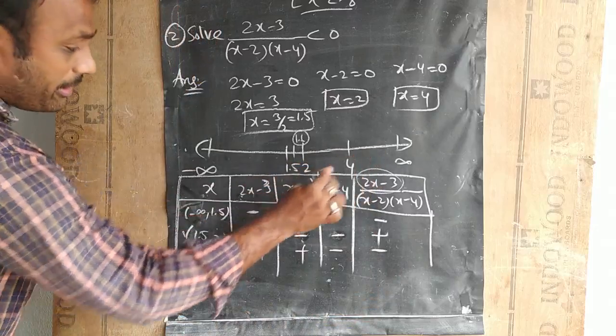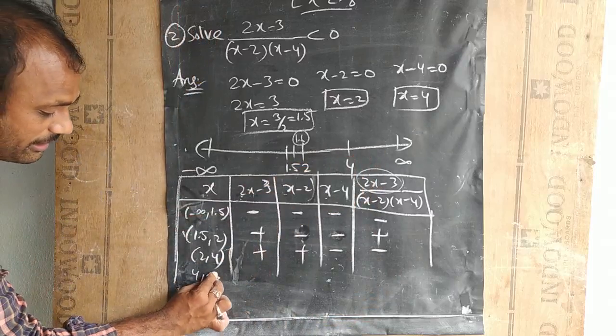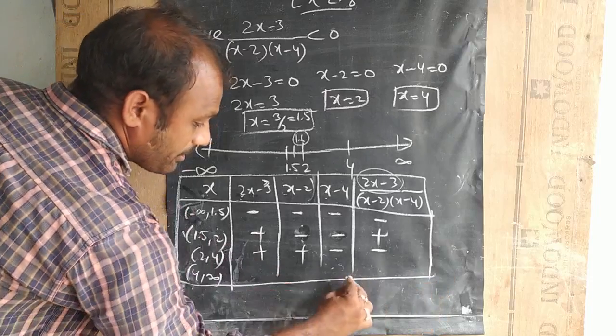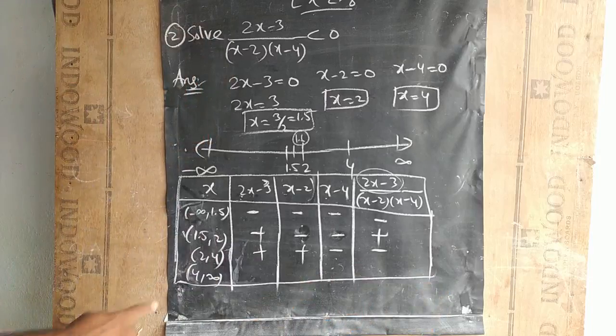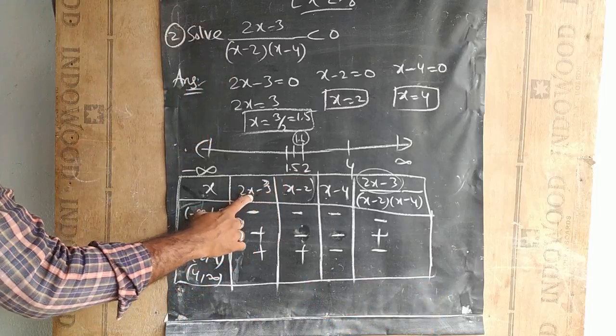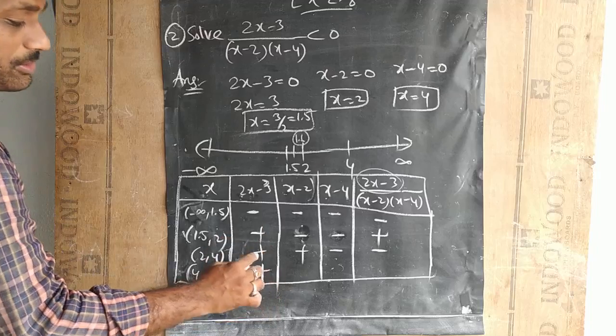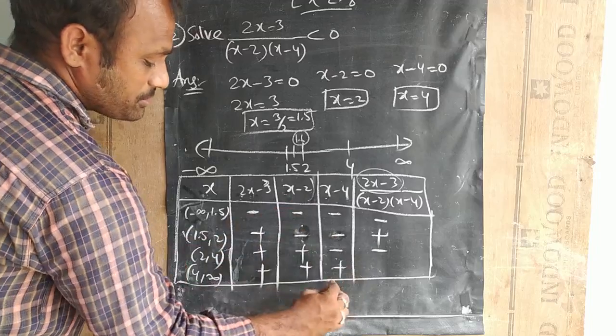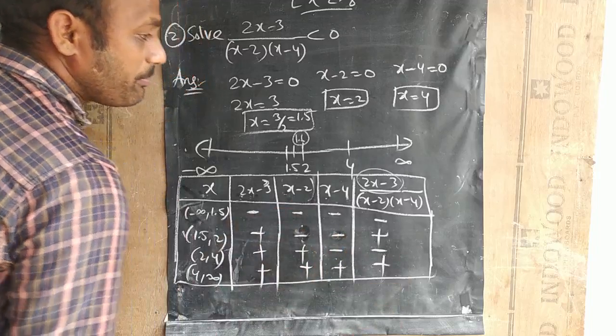Next, 4 comma infinity. From 4 to infinity, we can take any value. Let us take it as 5. If I substitute 5, 2 fives are 10 minus 3 is 7, a positive number. 5 minus 2 is 3, a positive number. 5 minus 4 is a positive number. Positive divided by positive will be positive.